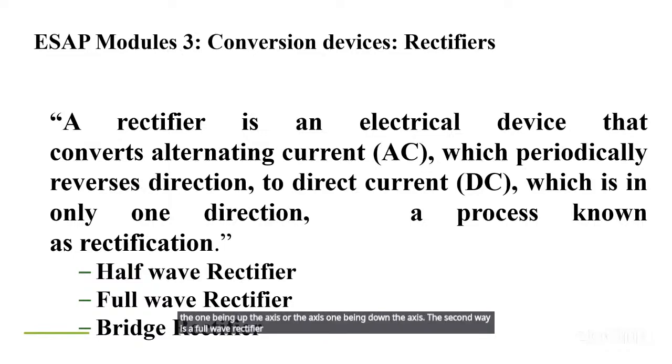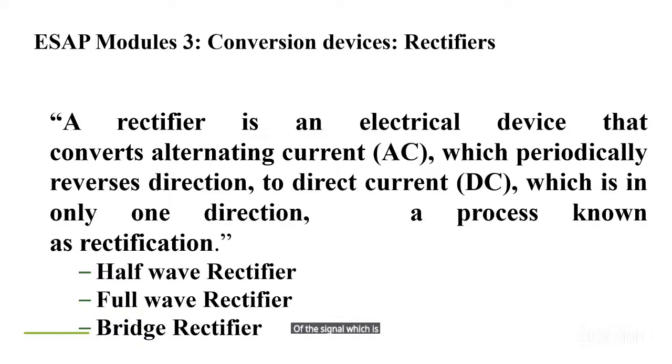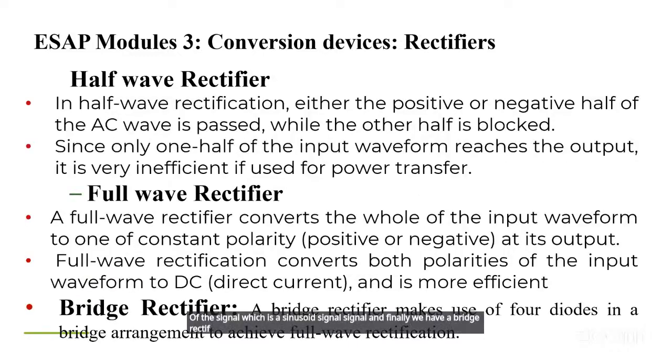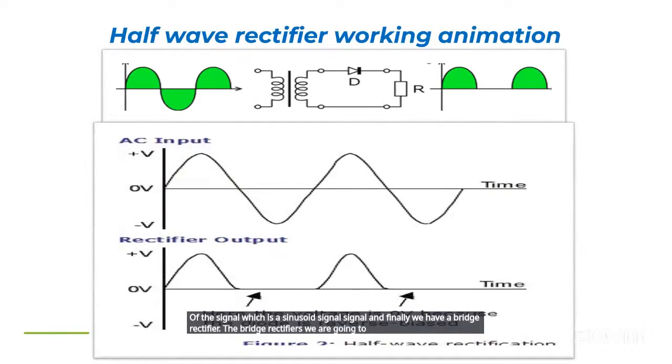This one takes into account the two parts of the signal, which is a sinusoidal signal. And finally, we have a bridge rectifier. The bridge rectifiers we are going to see use mainly diodes, which are electronic components. So let's talk about the half-wave rectifier.